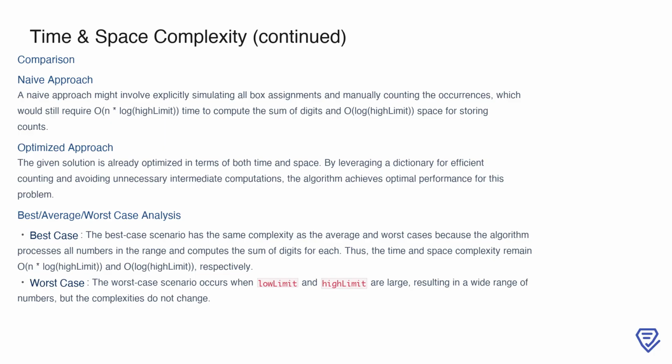Now, considering best, average, and worst-case scenarios, the algorithm processes all numbers in the range and calculates the sum of digits for each one in every case. This means the time and space complexities remain consistent at O(n log high limit) for time and O(log high limit) for space, regardless of the specific values of low limit and high limit.